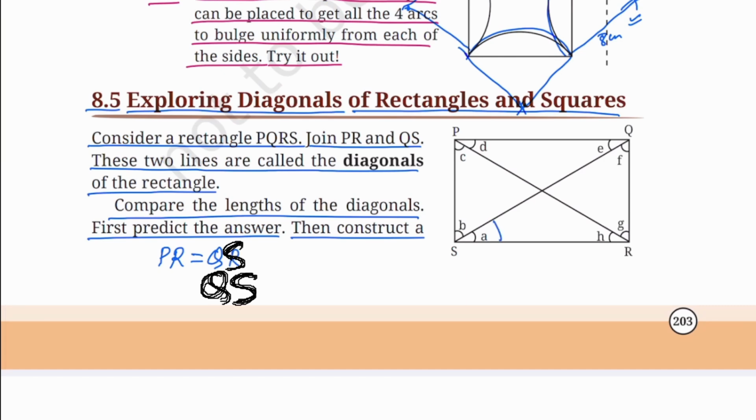And if you measure the angles using a protractor, angle A will be equal to angle E, angle H, and angle D. Similarly, angle B will be equal to angle C, angle G, and angle F.